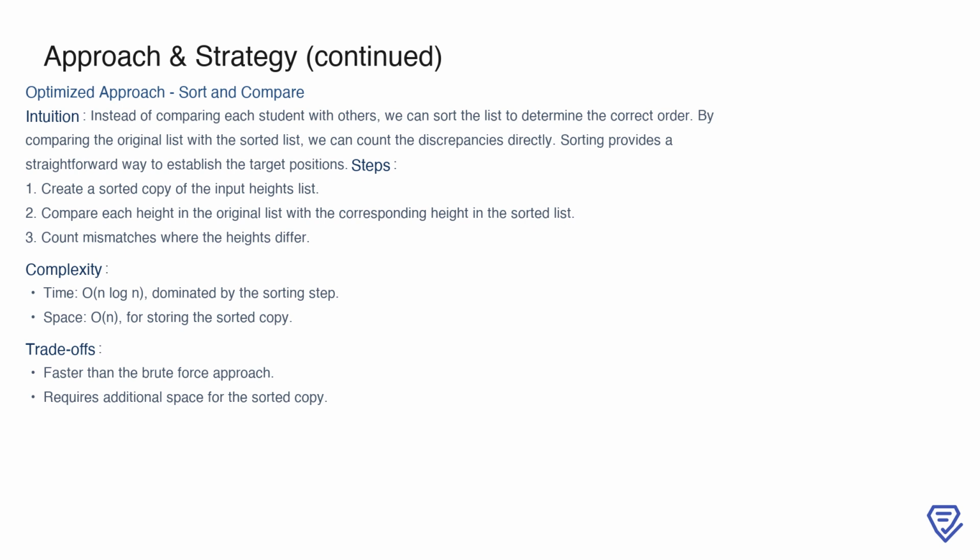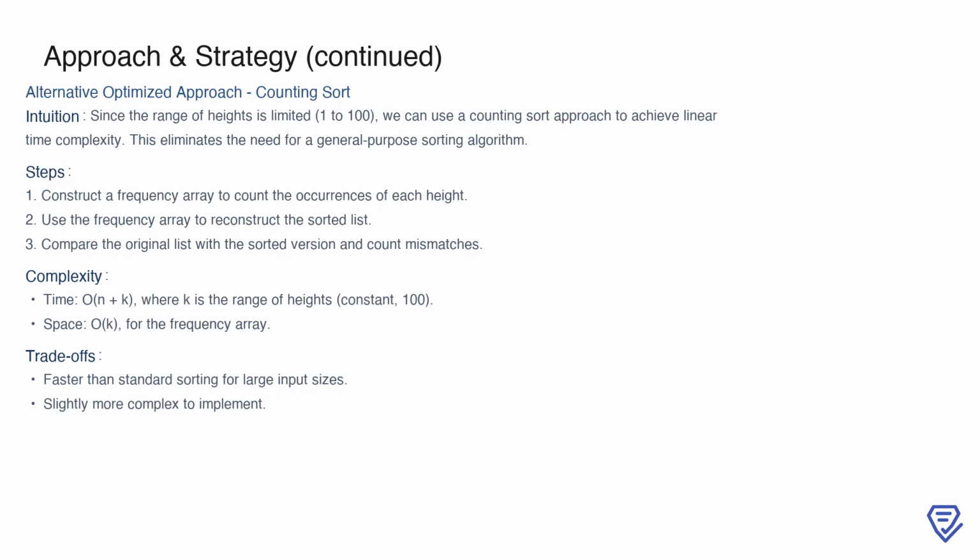This trade-off between time and space efficiency makes it a practical solution for most cases. Another viable option is the counting sort approach, which leverages the limited range of the heights, given as 1 to 100. This allows us to achieve linear time complexity. The steps involve creating a frequency array to count how many times each height occurs, using this frequency array to reconstruct the sorted list, and finally comparing the original list with this reconstructed sorted list to count mismatches.